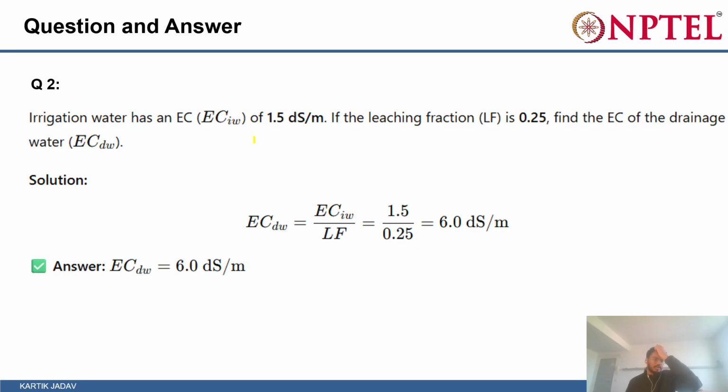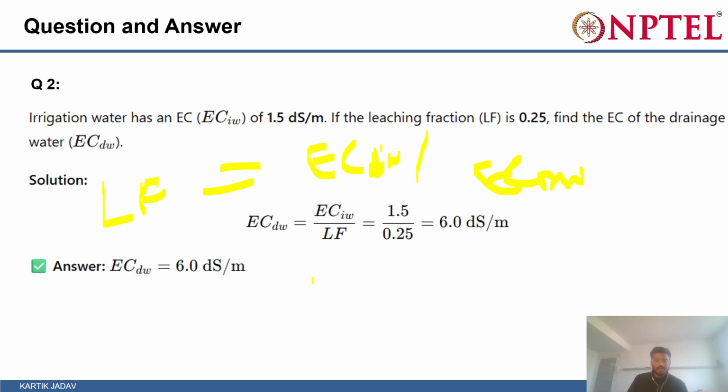Irrigation water has electrical conductivity of around 1.5 decisiemens per meter and leaching fraction is 0.25. Find the electrical conductivity of drainage water. We know that there is a simple relationship with leaching fraction. Leaching fraction is defined as EC of irrigation water divided by EC of drainage water.